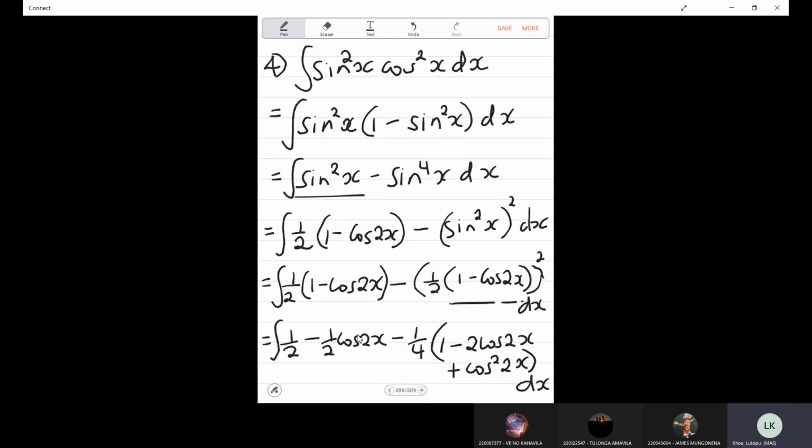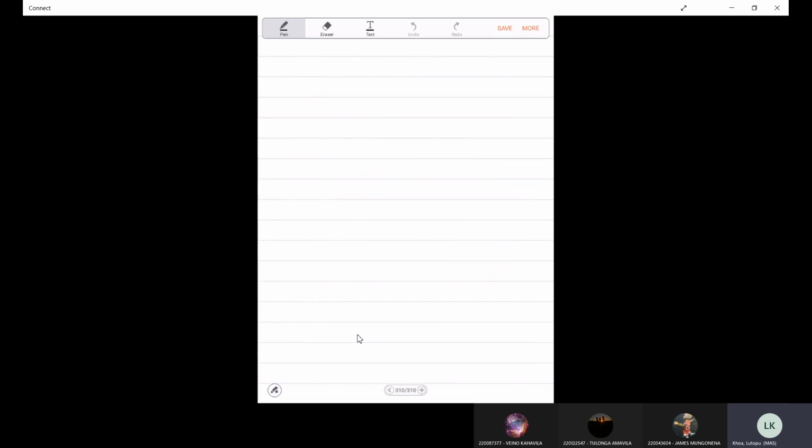dx. Okay, so half minus half cos 2x, and then minus a quarter, 1 minus 2 cos 2x plus cos squared. Okay, so it's fine. And now we multiply out the brackets. We combine any like terms if there are any.